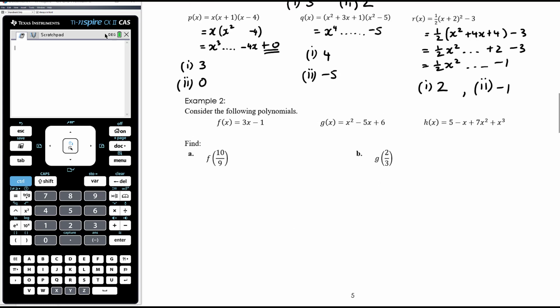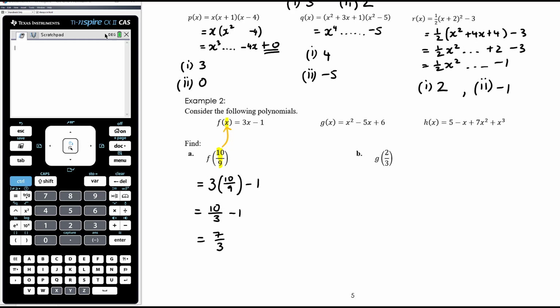So if we want to work out f of 10/9, so again, some practice of our function notation. F of 10/9, so we're replacing x in function f with 10/9. So f of 10/9 means instead of having 3 times x minus 1, we're going to have 3 times 10/9 minus 1. 3 times 10/9, yes, I can write it as 30 over 9, but it's easier to think about cancelling the 3 down with the 9. So it becomes 10 on 3 minus 1. 1 is 3 on 3. 10 on 3 minus 3 on 3 is 7 on 3.